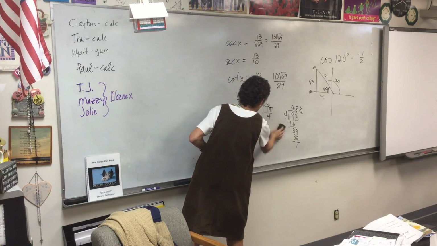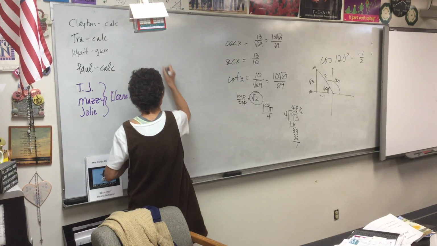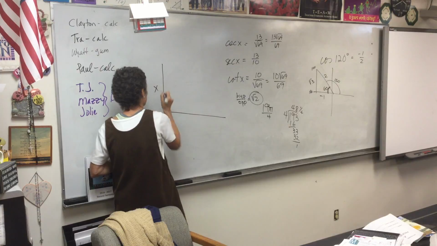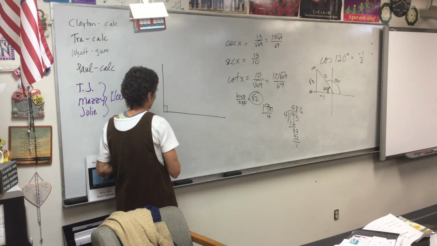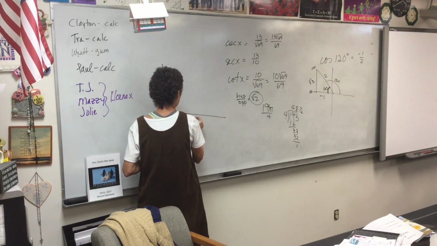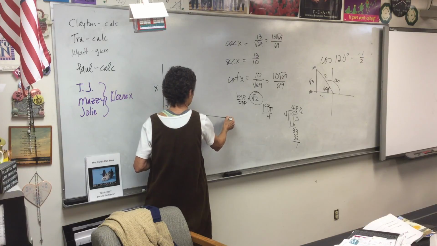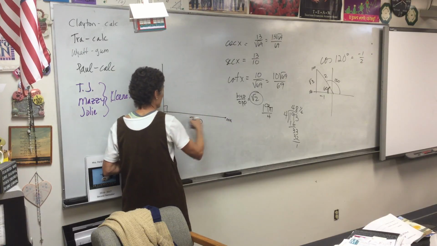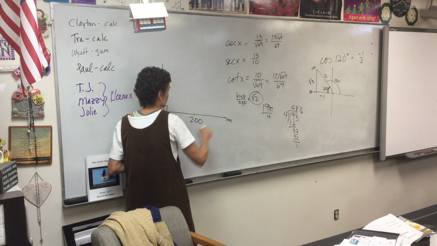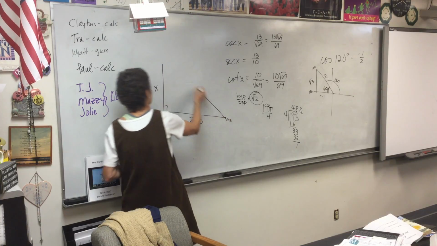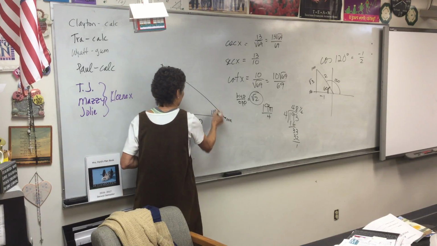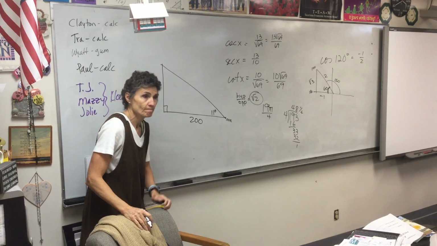How tall is the building if... Okay, stop. How tall is a building? So I'm starting with this, okay? If I am standing 200 feet from it. Here I am, right here, this is me. I am 200 feet from the building. My angle of elevation to the top is 11 degrees. Does that picture make sense to you?